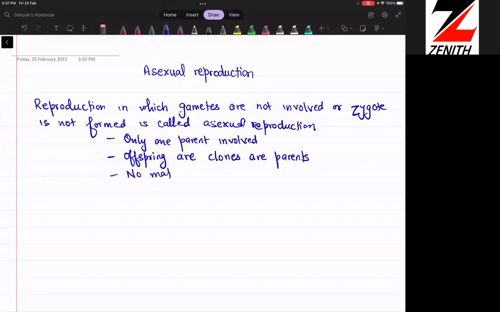So there is no mating or fertilization. No genetic evolution. Right? When no genes are involved, genes are identical, so there is no genetic evolution.